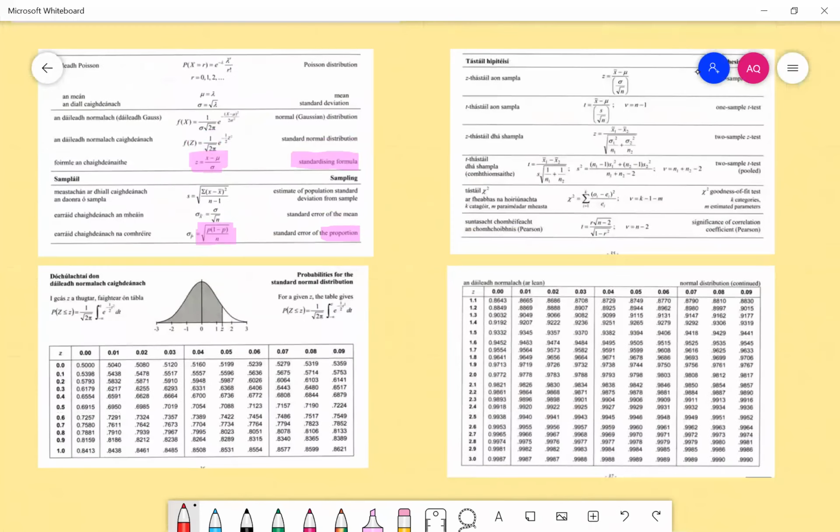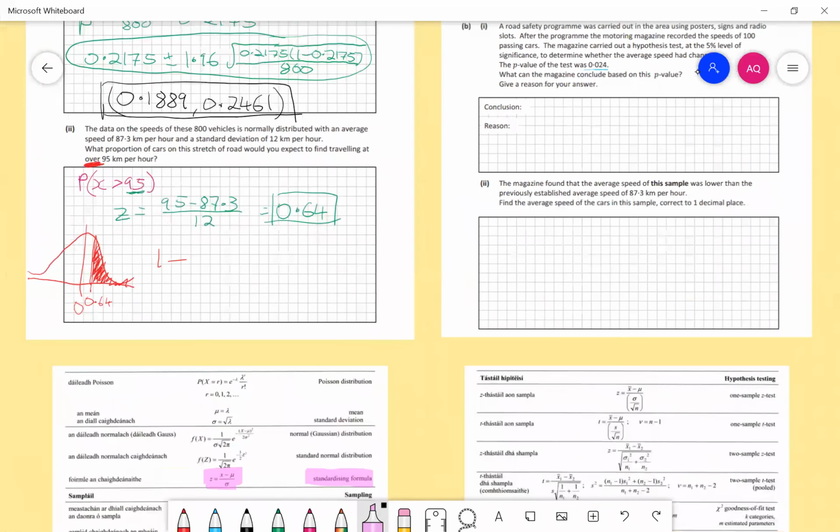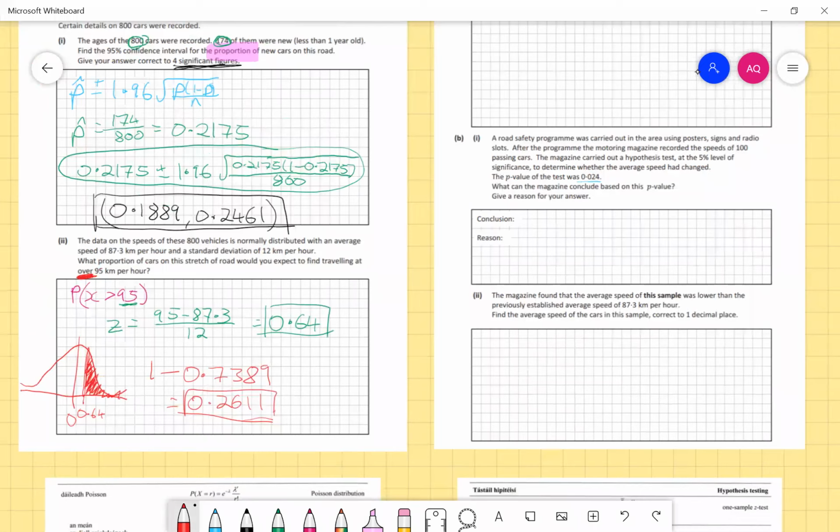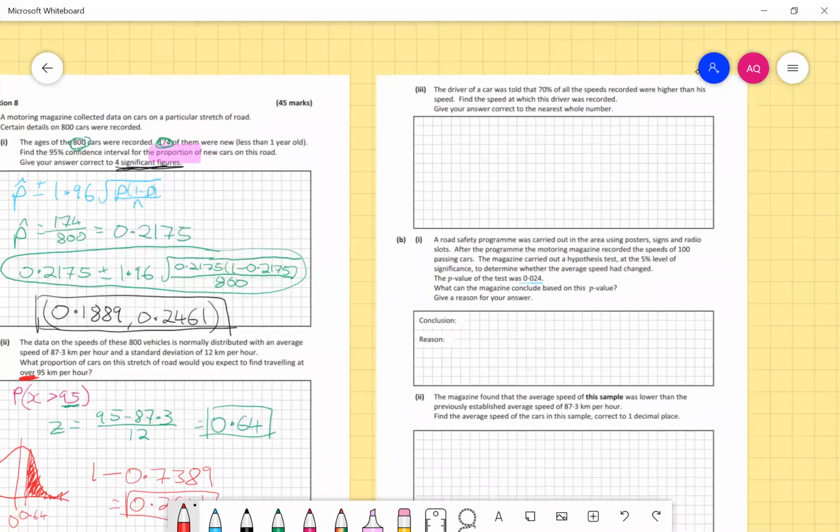Let's come down here, and if I go to 0.64, that gives me this one here. So 0.7389. So we should have 1 minus 0.7389, which is just equal to 0.2611. So that is the proportion of cars which you would expect to be traveling at over 95 kilometers per hour. So two nice enough parts there so far.